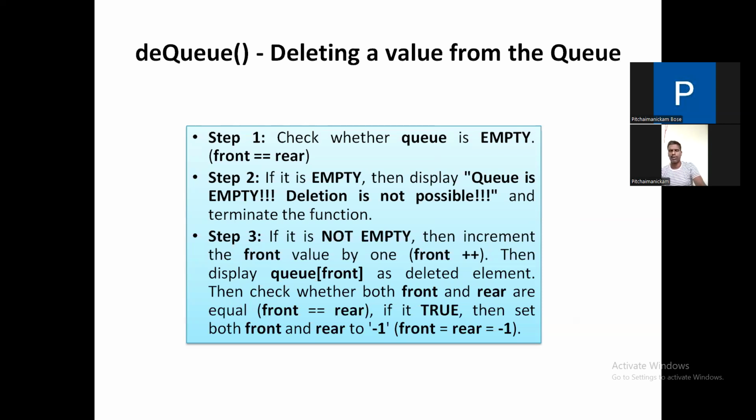So what about the dequeue operation? The dequeue operation is deleting a value from the given queue. First we need to check whether the queue is empty: if front is equal to rear, both values are the same, so the queue is empty, and deletion is not possible. If it is not empty, front is incremented by front plus plus, pointing to the corresponding position of the queue. The queue of front is deleted, and we move one step further. So this is how we delete an element from the queue.